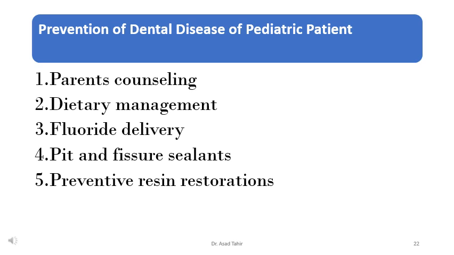Pit and fissure sealants. Sealants provide a protective barrier against dental decay by sealing off the vulnerable pits and fissures of the teeth. We'll examine the indications for sealant, application techniques, and their role in preventing caries, particularly in molars, among pediatric patients. Preventive resin restorations. Early intervention is key in halting the progression of dental caries. Preventive resin restorations offer a conservative approach to treating initial carious lesions, preserving tooth structure, and preventing further decay.